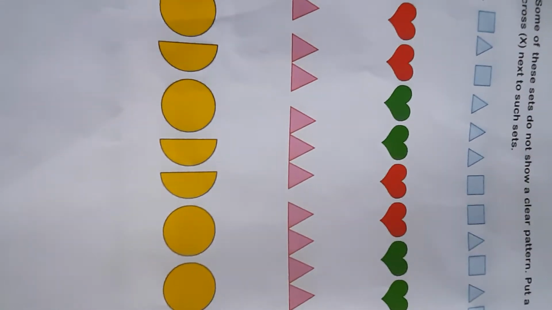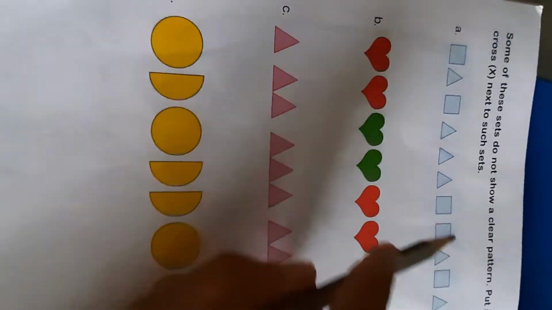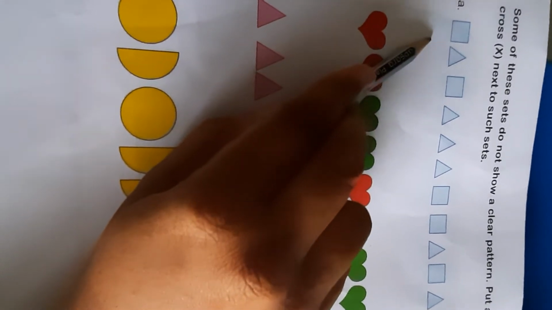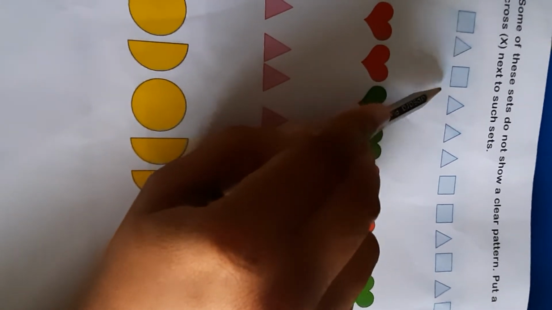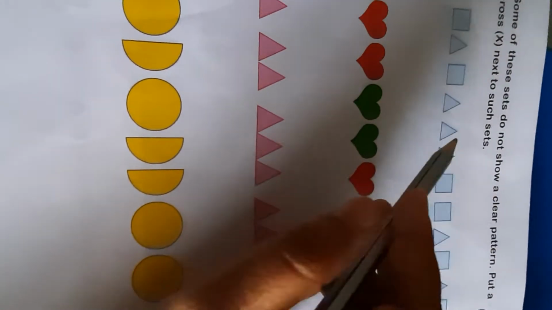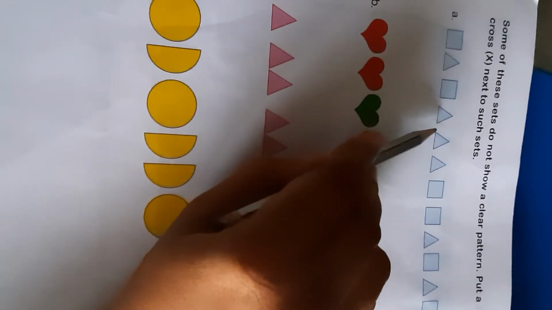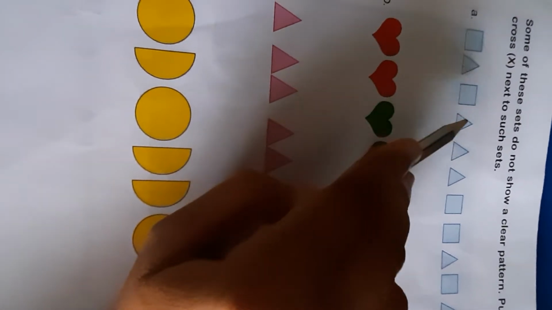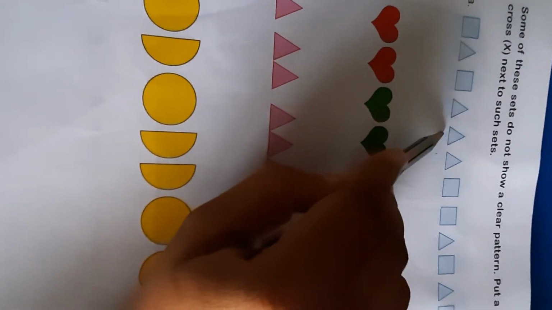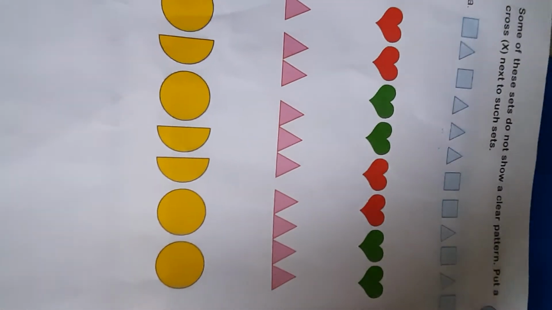Some of these sets do not show a clear pattern. Put a cross to such sets. Here some of them are not showing patterns. So see here, first given square, triangle, square, and then three triangles. If it is a pattern, what will come next? Square, then triangle after square. But here two triangles are given, children. Is this a pattern? No. So this is not a pattern. Cross it here.